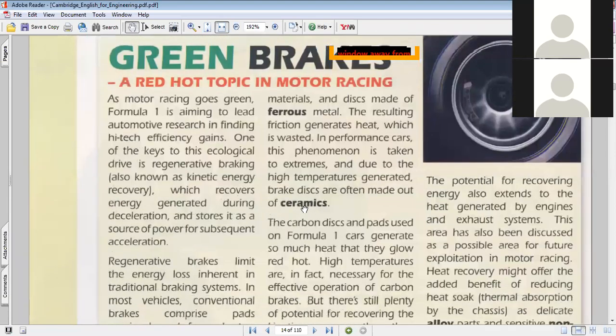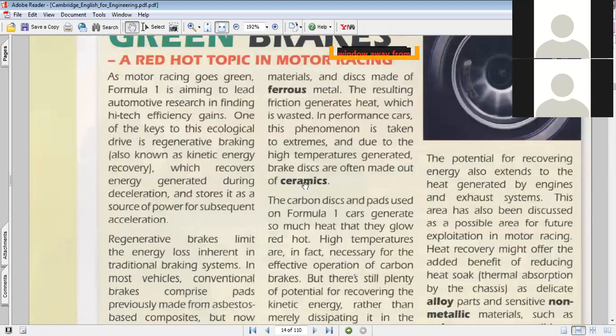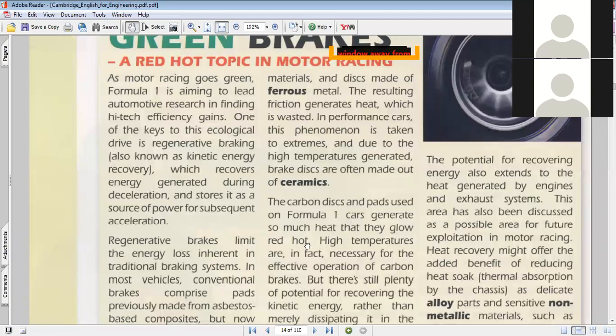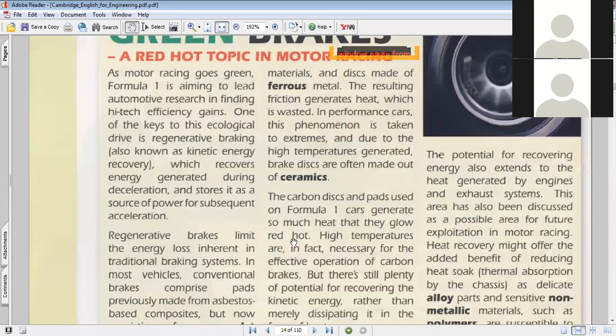Ceramics, the material made from sand and soil. The carbon discs and pads used on Formula One cars generate so much heat that they glow red hot. So what happens with the pads of brakes in the traditional ones, they glow red hot. They become hotter and hotter as a result of friction.